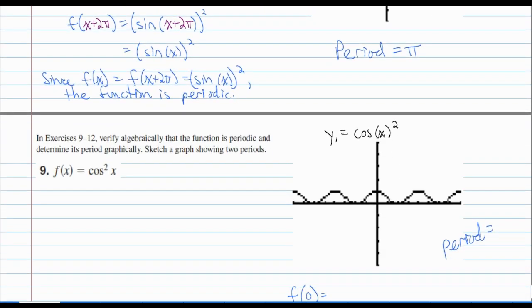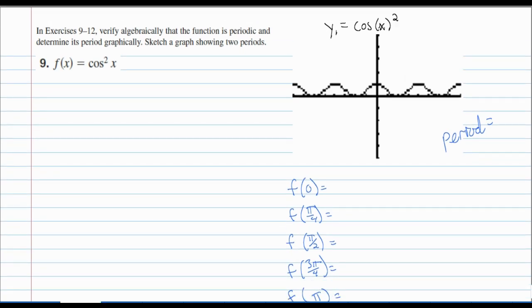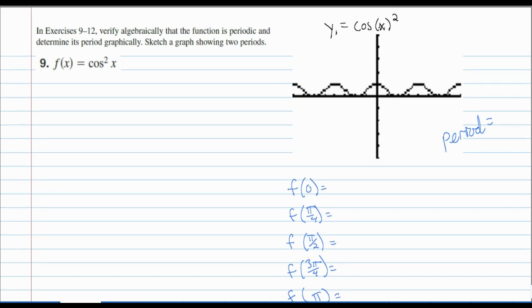The now try problem is problem number 9. Problem number 9 says verify algebraically that the function is periodic and determine its period graphically. So we're going to approach this proof the same as we did the last one. We know cosine is periodic.